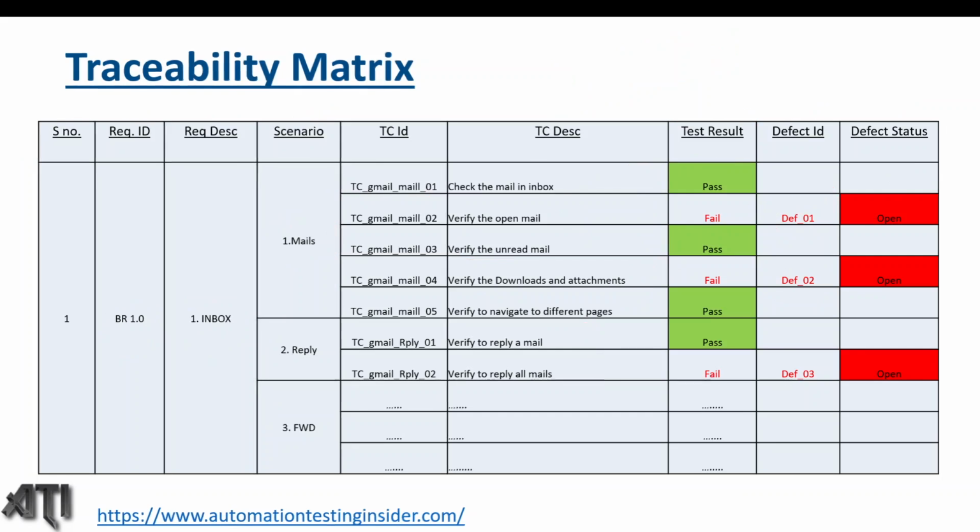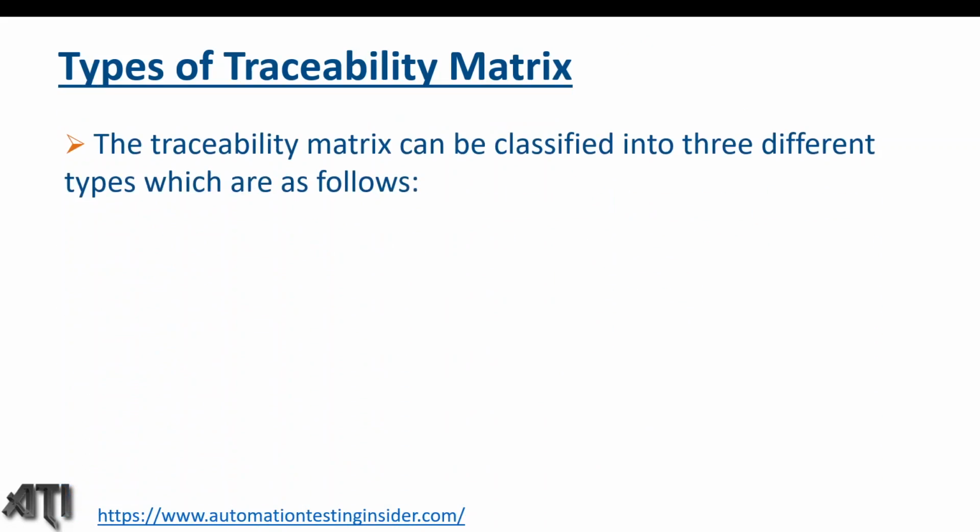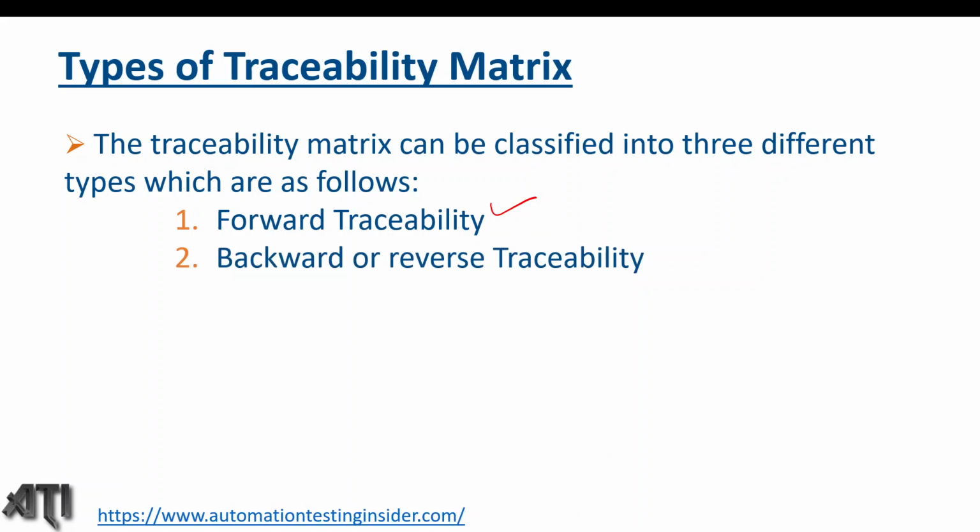Now let's move forward to the next slide. What are the types of traceability matrix? The traceability matrix can be classified into 3 types, which we discussed at the beginning of this video. The first is the forward traceability matrix, which is also called horizontal traceability matrix. Another one is backward or reverse traceability, which is also called vertical traceability matrix. Another one is bidirectional traceability. Now let's talk about each one of them in detail.